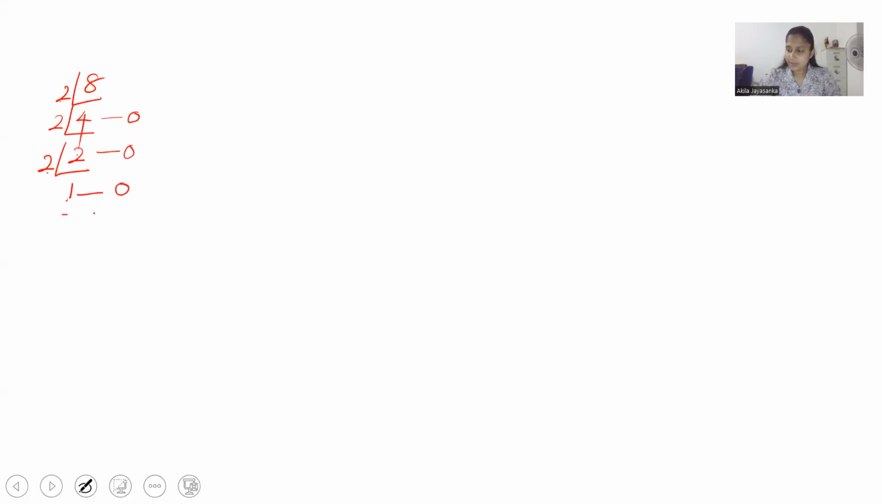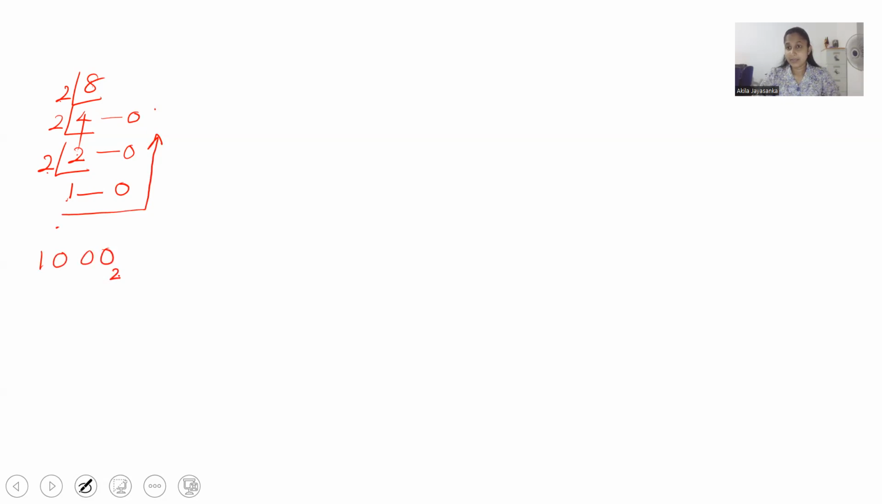These values we are going to write from here, from this place to this place. Now we can represent 8 as a binary number like this: 1, 0, 0, 0.